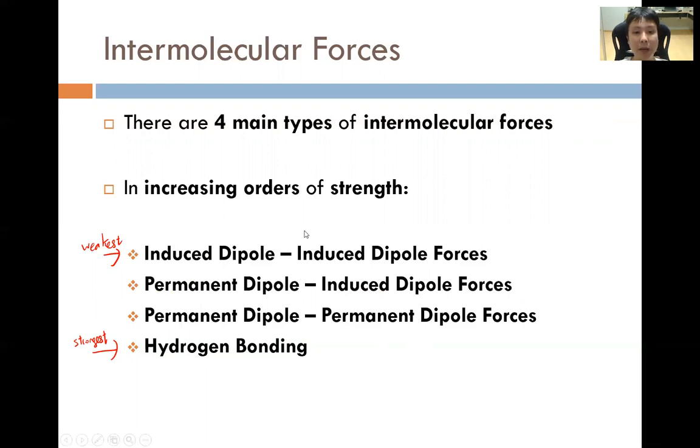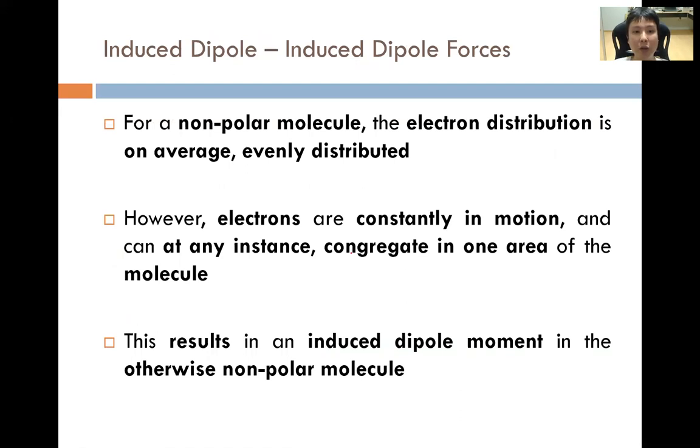Okay, so the first type of intermolecular forces of attraction is induced dipole forces. So for a non-polar molecule, the electron distribution is on average evenly distributed. Let me do a quick refresher on how we decide whether a molecule is polar or non-polar. First we have to draw the shape of the molecule using the VSEPR theory. So for example, if we have a molecule like CH3F, because it has 4 electron domains around carbon, the general shape is that of a tetrahedral.